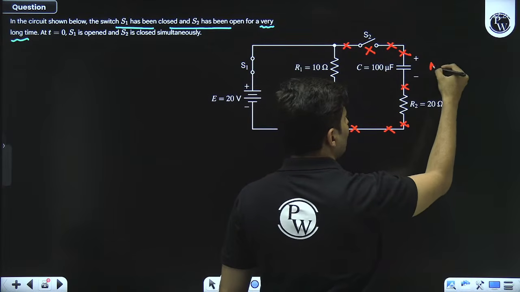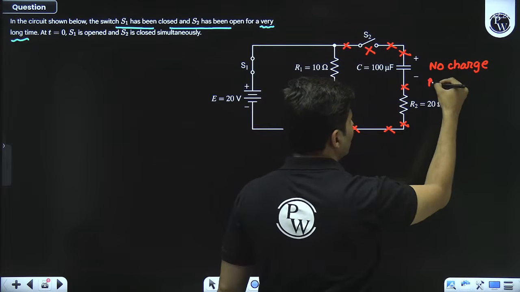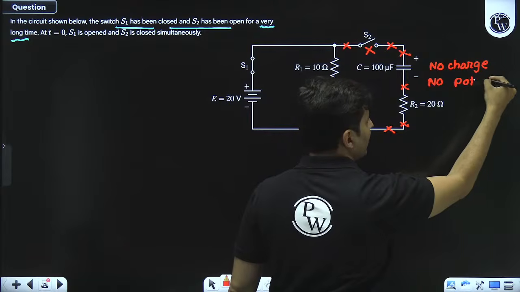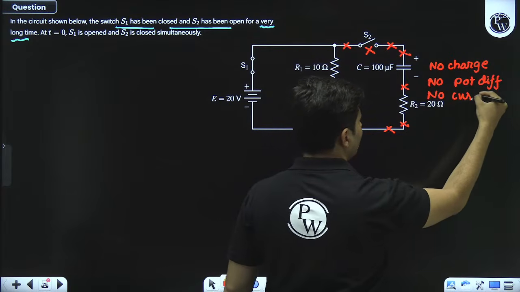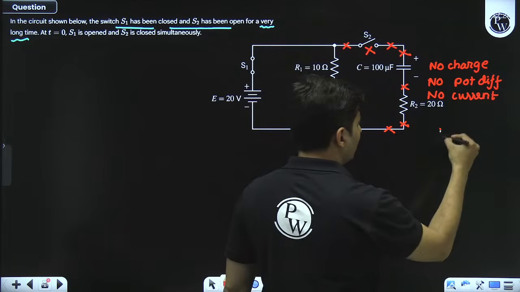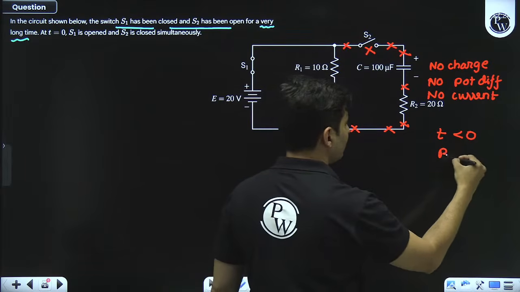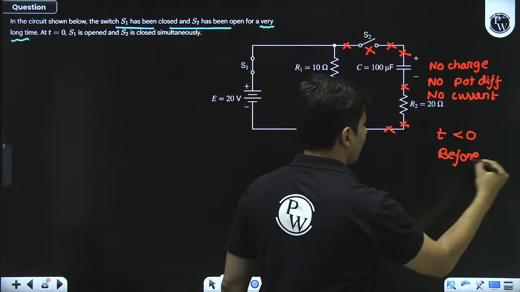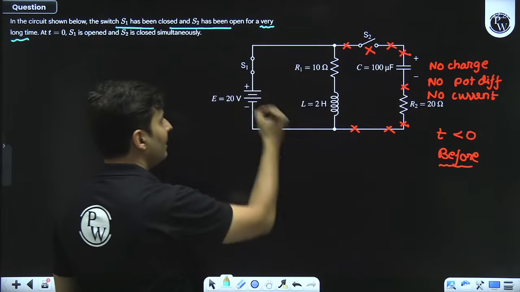So there is no charge or no potential difference. There is no current in this part initially, before t less than 0. This is before we are talking about. Okay, this is before anything happened. So whatever has to happen will happen over here.